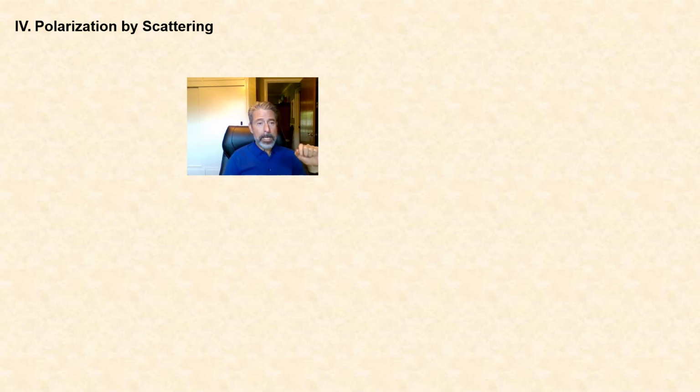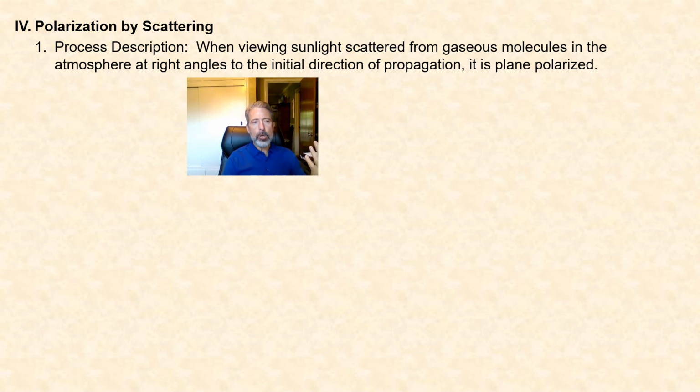All right, so I'm going to be coming at you from the middle of the screen in the slide when we talk about this last method of polarization that we call polarization by scattering. So what's going on in this method of polarization? When viewing sunlight scattered from gaseous molecules in the atmosphere at right angles to the initial direction of propagation, that sunlight, when viewed at right angles, becomes plane polarized.